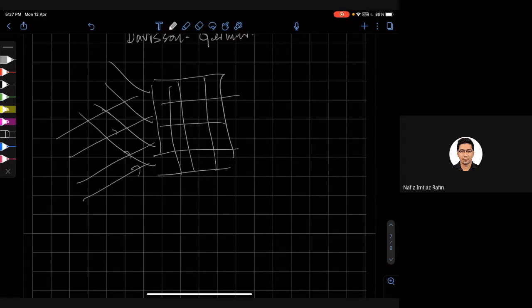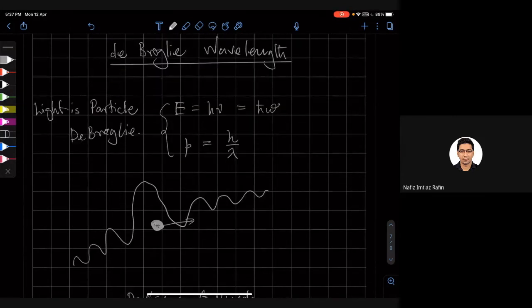Okay? And as we can see, the more energetic, or the higher the momentum of the particle, the 1 over lambda is higher, so lambda is smaller. So if it's very energetic, it has a very small wavelength. If it's less energetic, it has a long wavelength. So that's the de Broglie wave.